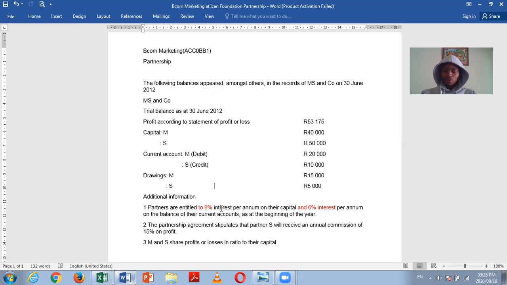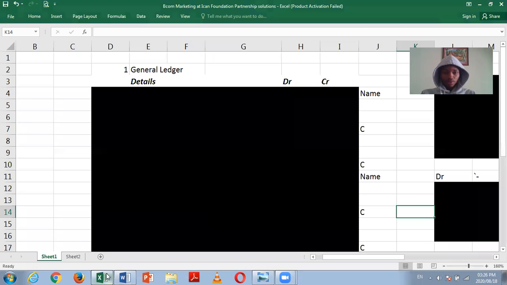Okay, so now we're going to do the general journal and the ledger and the statement of changes in equity and the statement of financial position, where the capital and the current account are affecting our statement of financial position, right? So without any waste of time, let's just go right on it. So we have two partners, which is M and S.